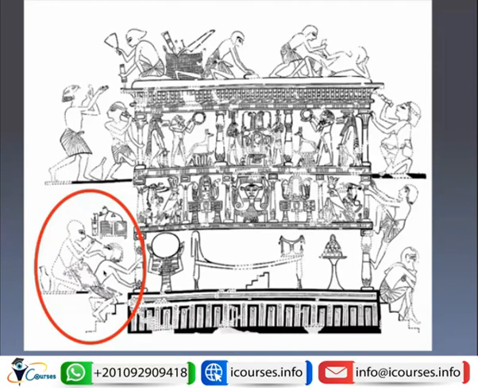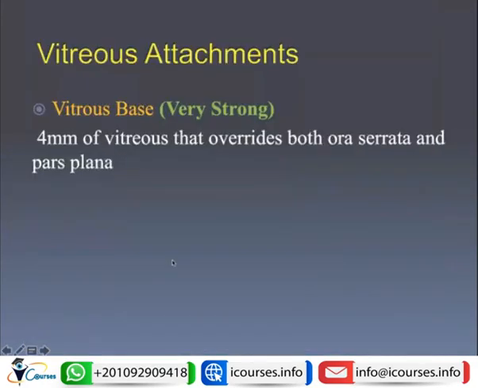So this again will depend on the presence of the hyalocapsular ligament or the attachments between the lens and the vitreous. Let's now come to the very strong, or the strongest, attachment of the vitreous, which is present at the vitreous base. So it is at the vitreous base where is the most important and strongest vitreous attachment.